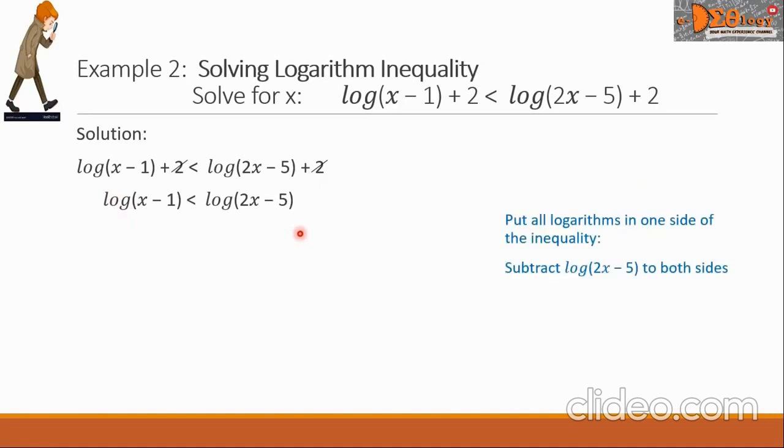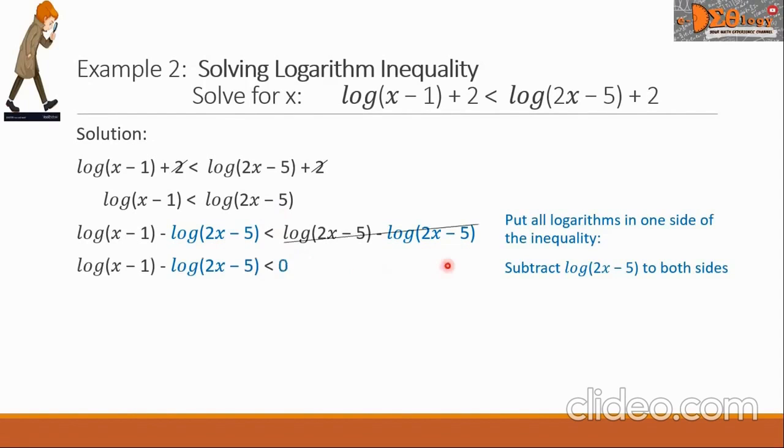The next is, we will put all logarithms in one side of the inequality. Let's say we will put this right side logarithm to the left side. So what we will do is to subtract the log of the quantity 2x minus 5 to both sides. So here we go. The log of 2x minus 5 is subtracted to the left side and to the right side. Look at our right side. We have the same quantity being subtracted, so we will cancel out the right side and this becomes 0.